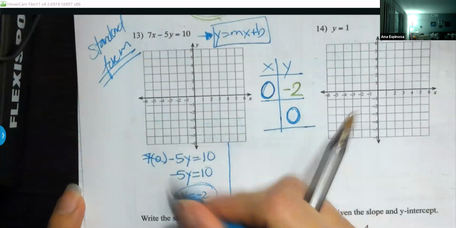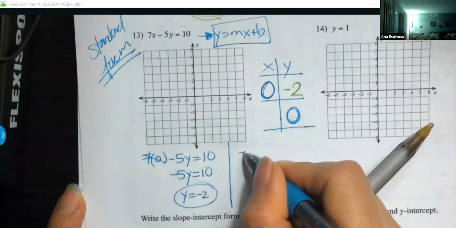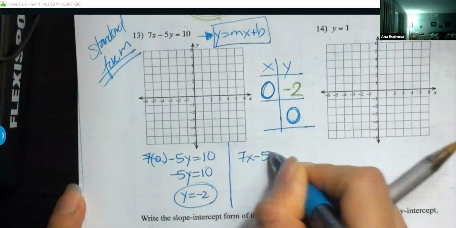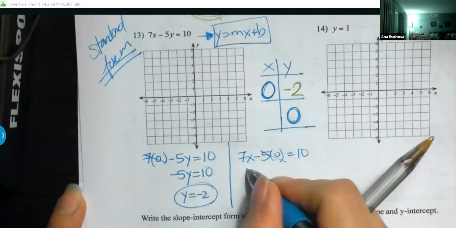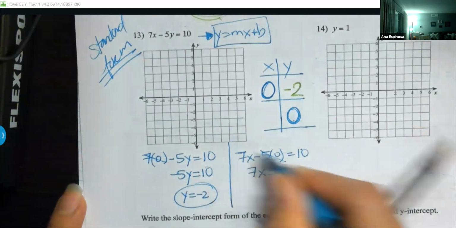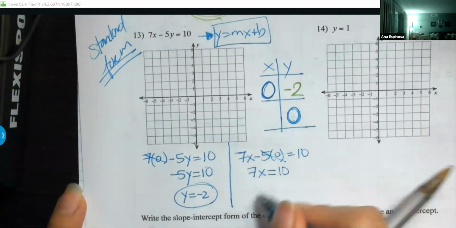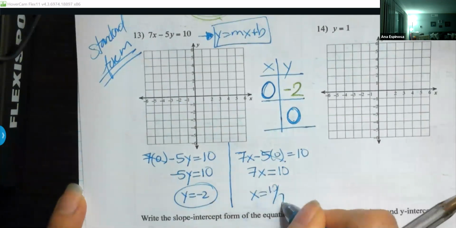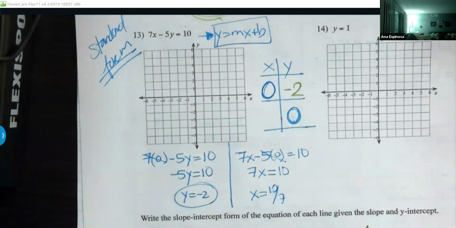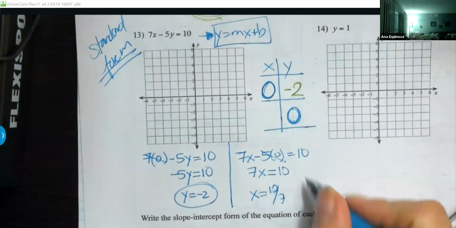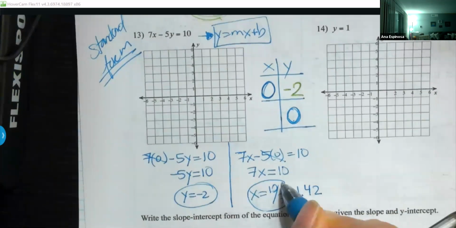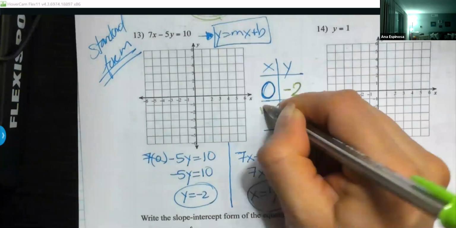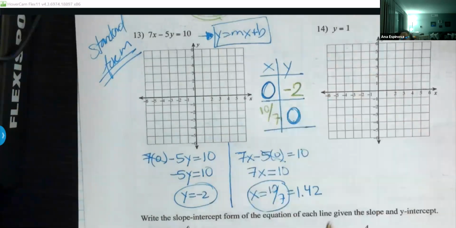All right, over here, I'll go the other way. So I'm going to do 7x minus 5 times 0 equals 10. This basically gets wiped out, so I get 7x equals 10, and when I divide, I get 10 over 7. Now let's see how ugly that number is. I'm going to take 10 divided by 7, and it's an ugly number, like 1.42, but you put the exact answers on that table. And you know that that's about 1.4.